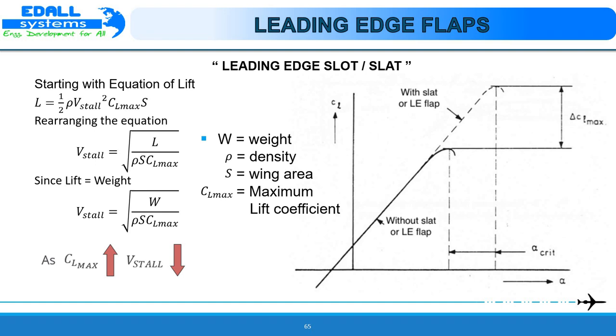Hence, from here we can understand that without slat, coefficient of lift for a particular angle of attack is less, but when we use the slat or a leading edge flap, it increases by a further delta CL max, and hence our performance can be improved.